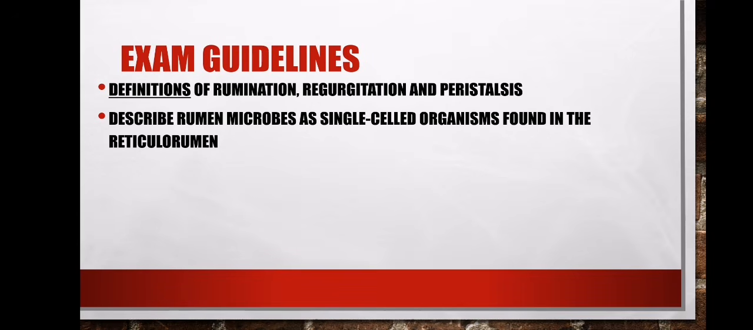We have to look at the rumen microbes. We must be able to describe the rumen microbes as single cell organisms found in the reticulo-rumen. We have three of them, so we will look at those three and how we can identify them. Sometimes they also give you a question based on this in 1.3 as a term. They say this is a single cell organism that has this duration of life in the reticulo-rumen, but we will look at them later.